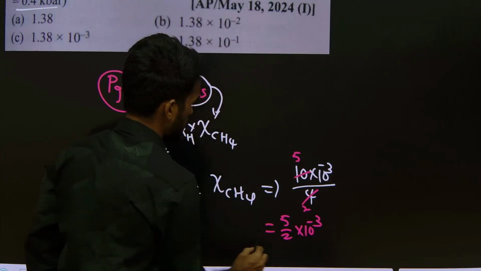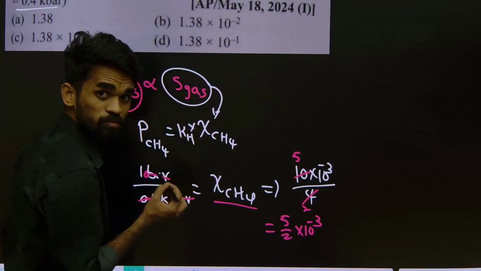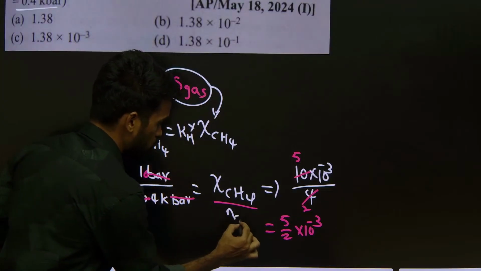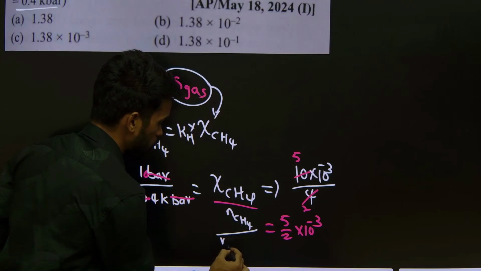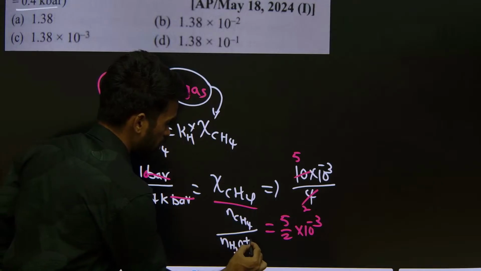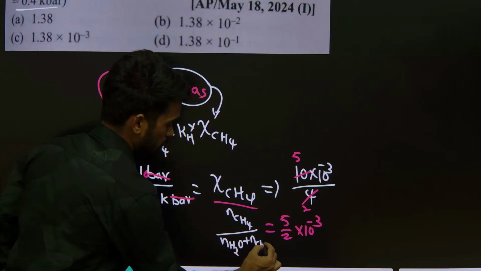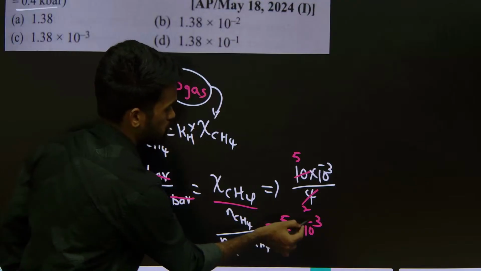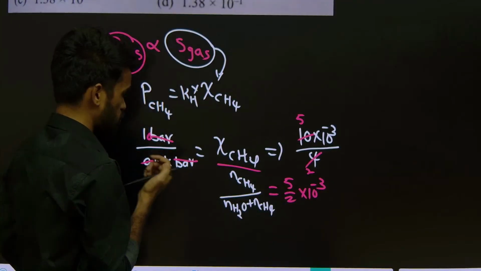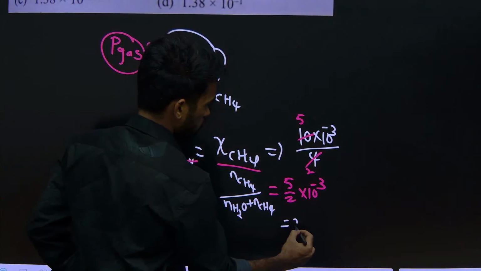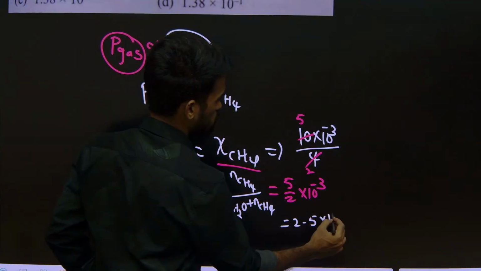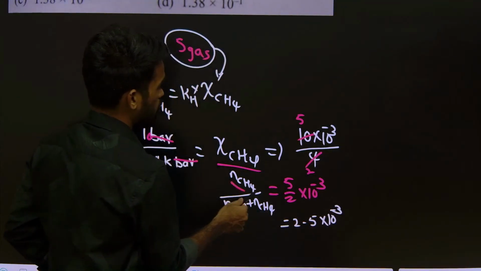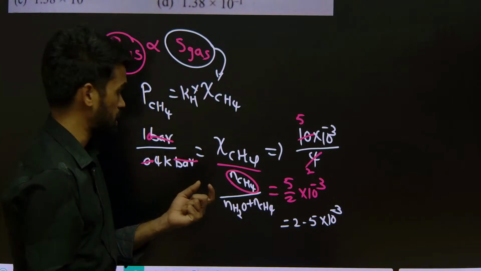This is the mole fraction of methane. So mole fraction of methane can be written as number of moles of methane by number of moles of water plus number of moles of methane, that's it. If you observe, this value, 2.5 into 10 power minus 3, is very small. It means the number of moles of methane might be very small. That's why we got this.